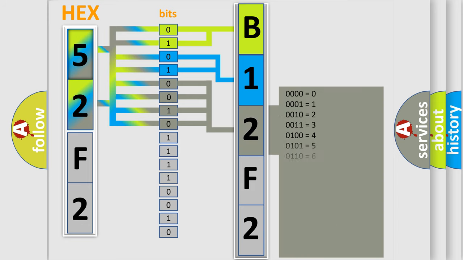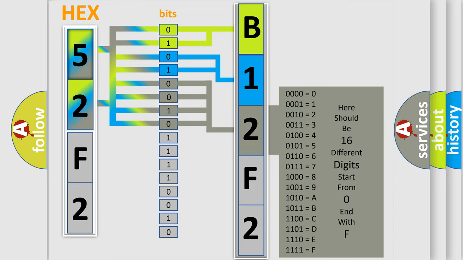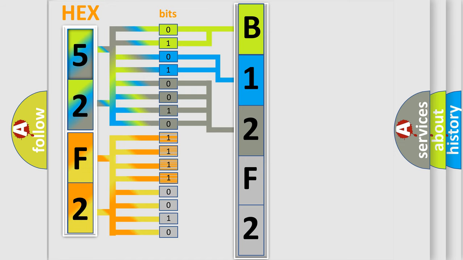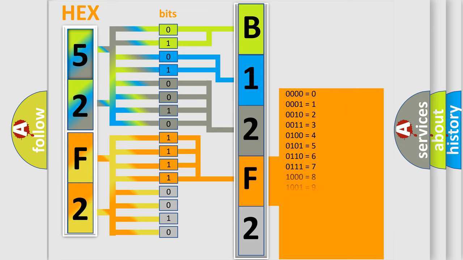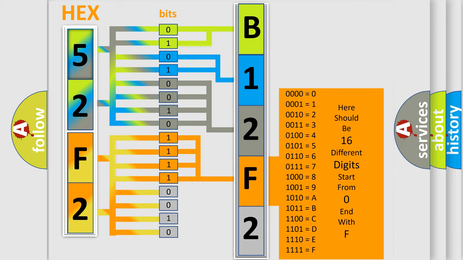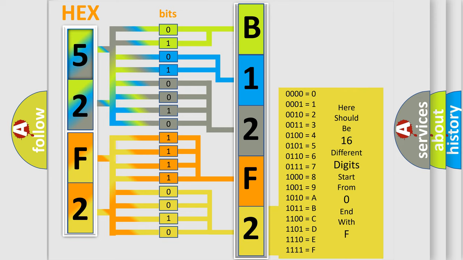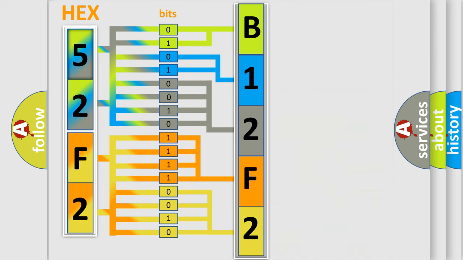The last bits of the first byte define the third character of the code. The second byte is composed of a combination of 8 bits. The first 4 bits determine the fourth character of the code, and the combination of the last 4 bits defines the fifth character. A single byte conceals 256 possible combinations. We now know in what way the diagnostic tool translates the received information into a more comprehensible format.